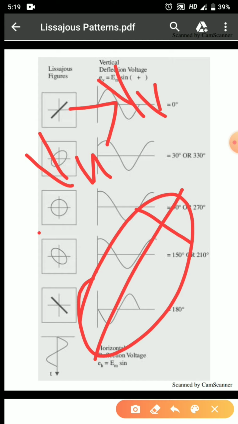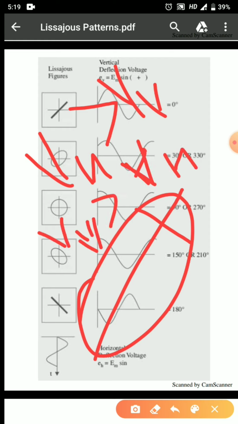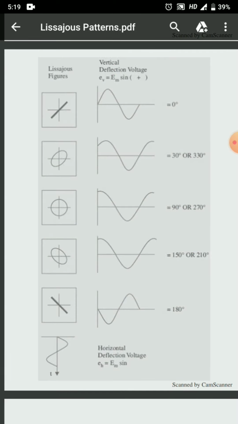If the X voltage is larger, that is, if X voltage is larger than the horizontal plates voltage, X means the vertical plates voltage, if it is larger than the horizontal plates voltage, we can clearly make out that the major axis of the ellipse will be lying along the horizontal axis. So this is the second conclusion that we can make.